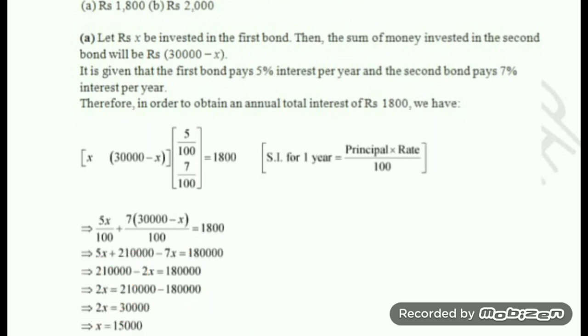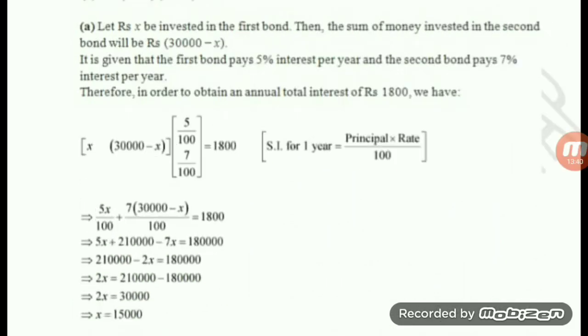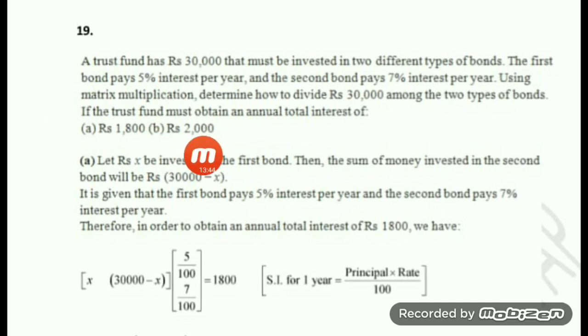You will have x value is 15,000. Therefore, one part of the fund should be invested as 15,000. So the other part is also 30,000 minus 15,000, that is equal to 15,000. But for the second question, it must be equal to what? Interest is equal to what here? It's 2,000. The interest is 2,000.